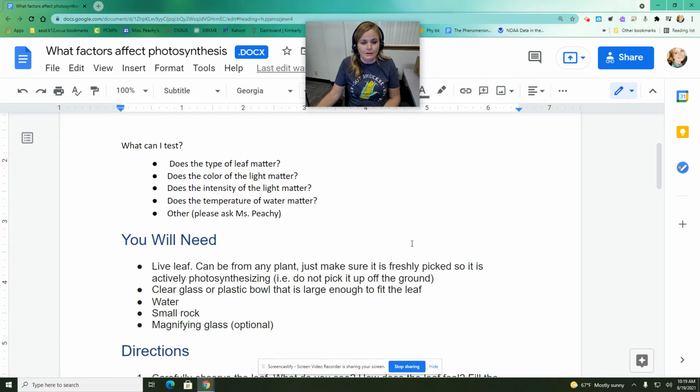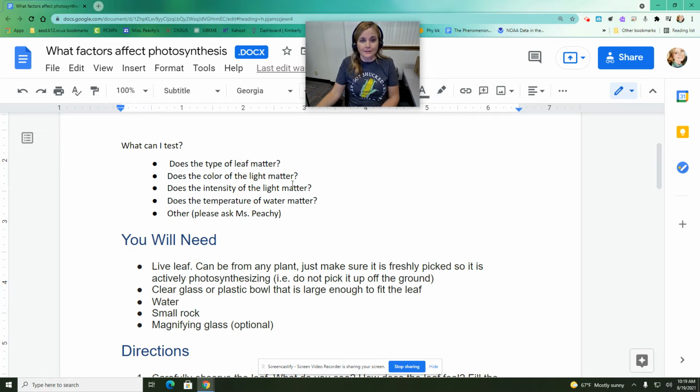Then there are some variables that you want to play with to see if that changes the situation. Does the type of leaf matter? Can we compare multiple different kinds of leaves, like a spinach leaf versus a maple tree leaf versus a leaf on a flower, versus a lettuce leaf, and see if you get more or fewer bubbles, right? That's something you can experiment with.